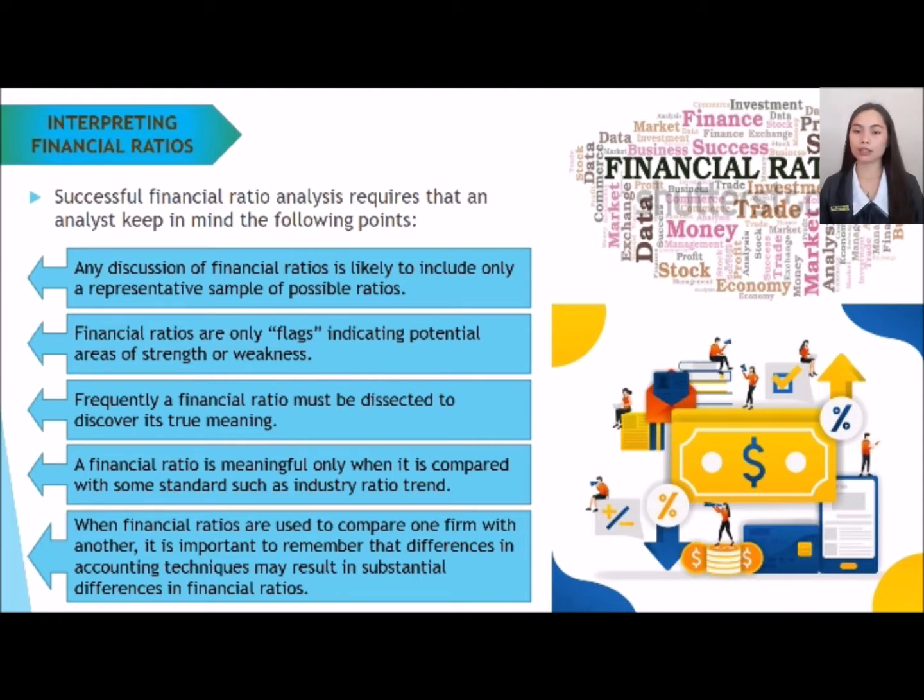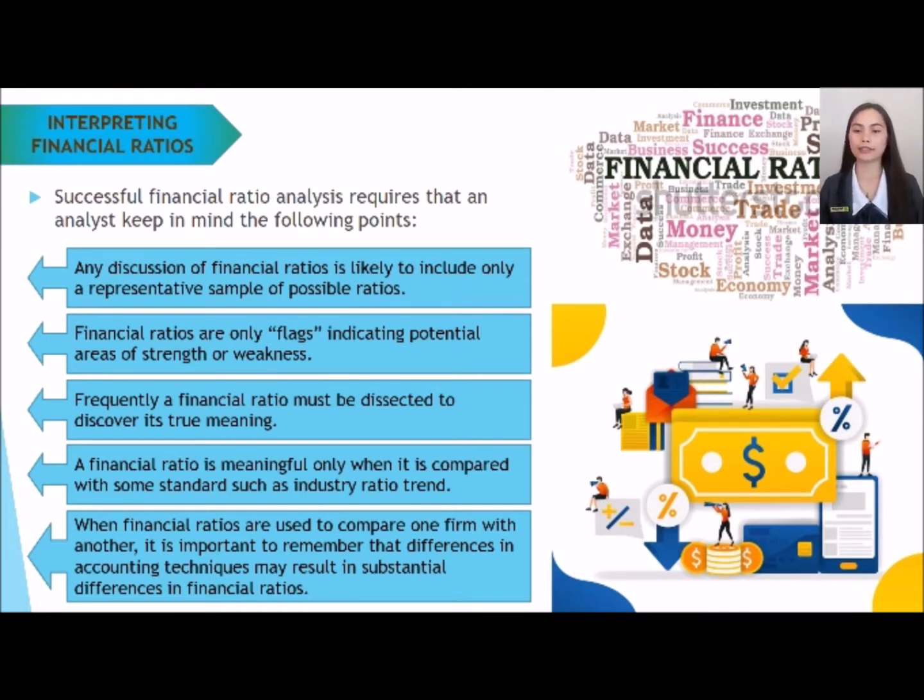One or even several ratios might be misleading, but when combined with other knowledge of a company's management and economic circumstances, ratio analysis can tell much about a corporation. So a thorough analysis requires the examination of other data as well. Next is, an analyst must keep in mind also that a financial ratio frequently must be dissected to discover its true meaning. For example, a low ratio may be caused by either a low numerator or a high denominator. So good financial analysts examine both the numerator and the denominator before drawing any conclusions.